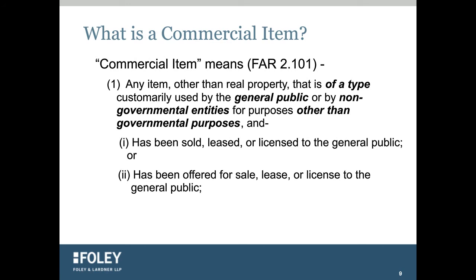Let's break this first one down, though, because this is the most important one when you're talking about goods. So a commercial item is any item that is of a type customarily used by the general public or by non-governmental entities for purposes other than governmental purposes, and has either been sold, leased, or licensed, or offered for sale, leased, or licensed to the general public. So let's break that down. Of a type. There is no definition in the FAR of a type.